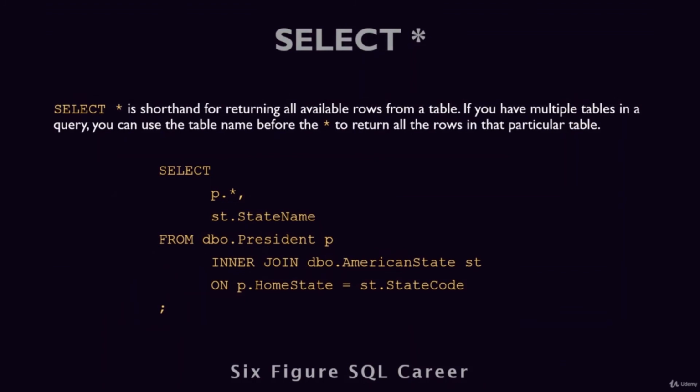Select star is shorthand for returning all available rows from a table. If you have multiple tables in a query, you can use the table name before star to return all the rows in that particular table.